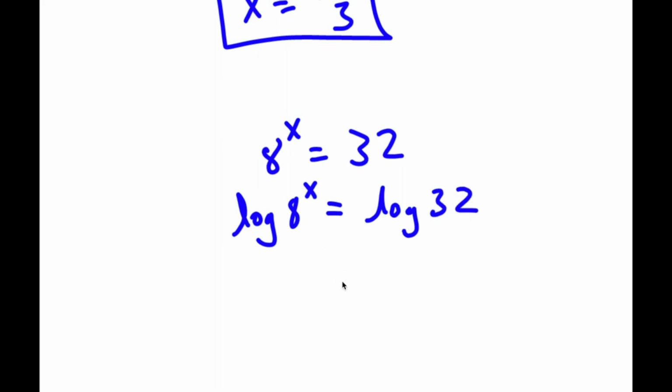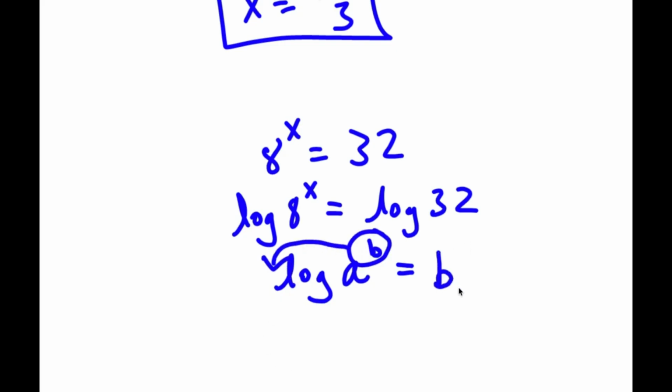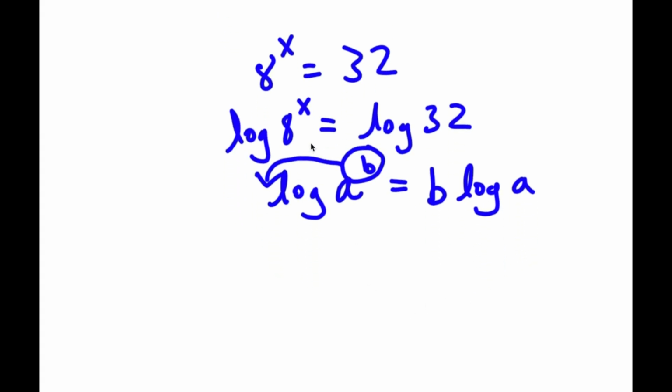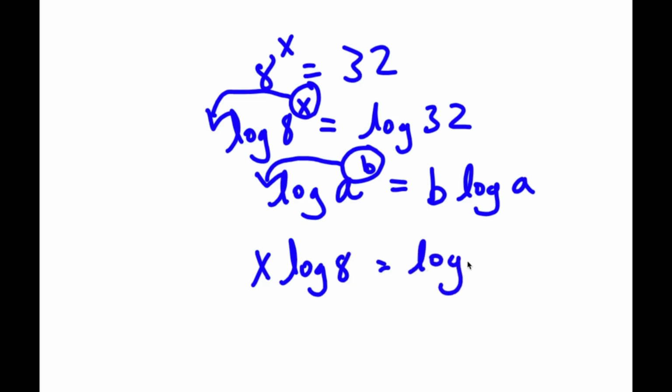And now an important property of logarithms is that if I have log a to the power of b, I can actually move this exponent b to the front of the logarithm. So this would actually equal b times log a. So for log 8 to the power of x here, I can move my exponent x to the front, so this is going to equal x times log 8. Now this is equal to log 32.